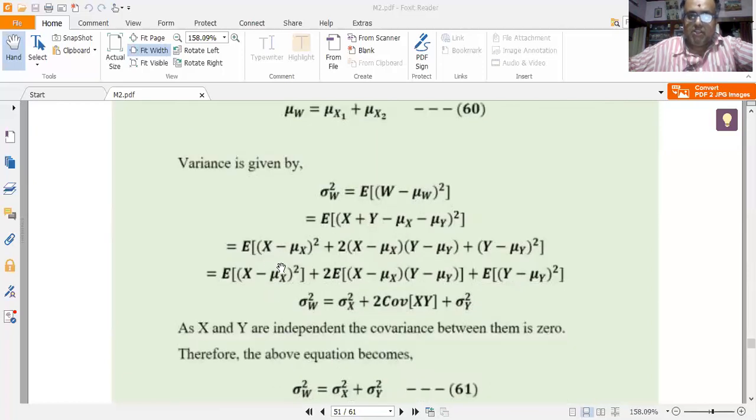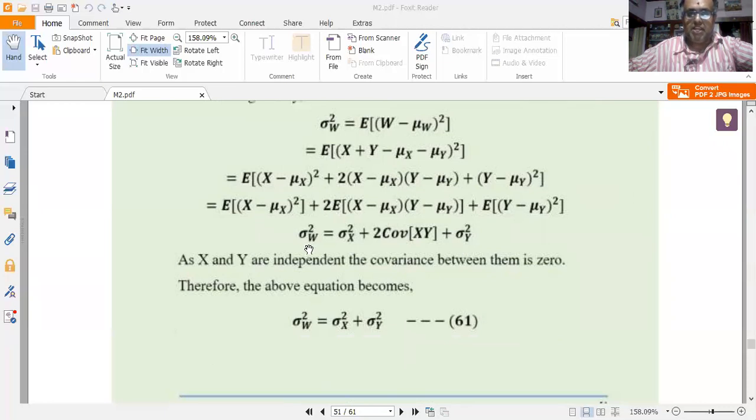Break this into the sum of three expectation operators. This gives me E of x minus mu x the whole squared plus 2 E of x minus mu x into y minus mu y plus E of y minus mu y the whole squared. Using the definitions, I get sigma W squared is equal to sigma x squared plus 2 covariance of xy plus sigma y squared. This is the definition of variance with respect to x, this is with respect to y, and this is the definition of covariance. So that's why I get this relation.